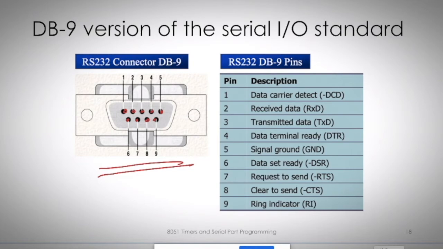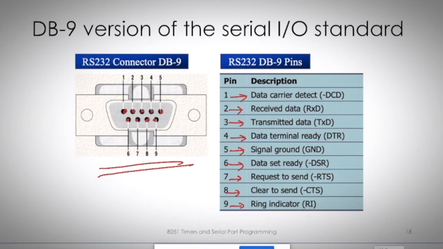I will explain all these 9 pins separately, and quickly I will explain that also. But remember that data carrier detect is pin number 1, and receive data and transmit data are pin numbers 2 and 3. Then data terminal ready, DTR, signal ground, data set ready, request to send, clear to send, and ring indicator. These are the 9 pins.